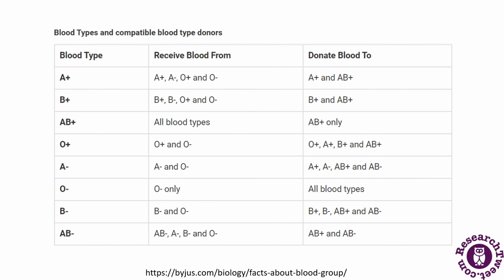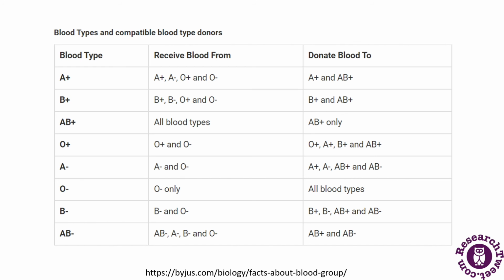Now, this is a table showing the different blood types and compatible blood type donors. For example, a person with A positive blood group will receive blood from A positive, A negative, O positive and O negative, and he can donate blood to A positive and AB positive. If the person has the B positive blood group, he may receive blood from B positive, B negative, O positive and O negative, and he can donate blood to B positive and AB positive.